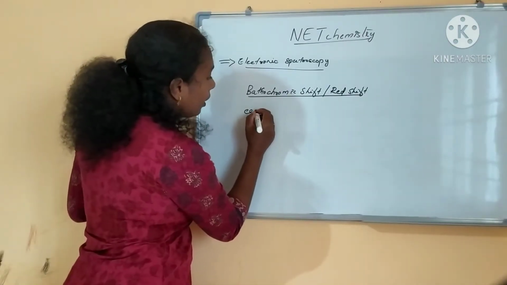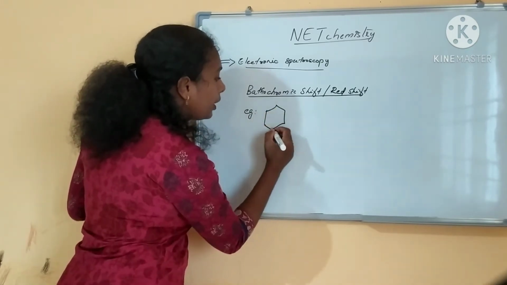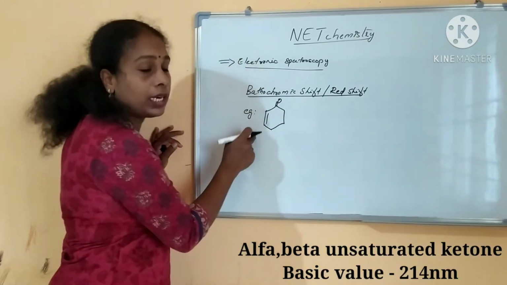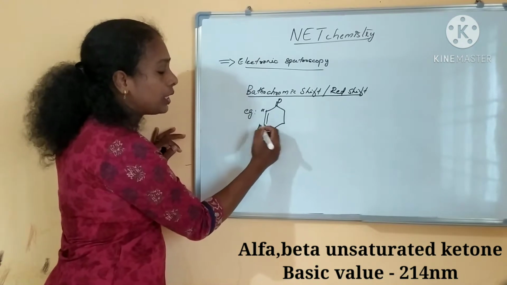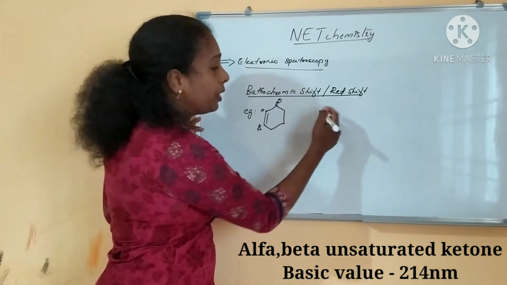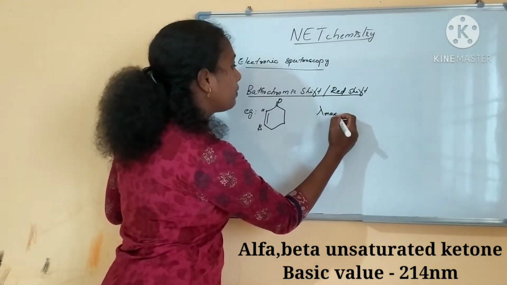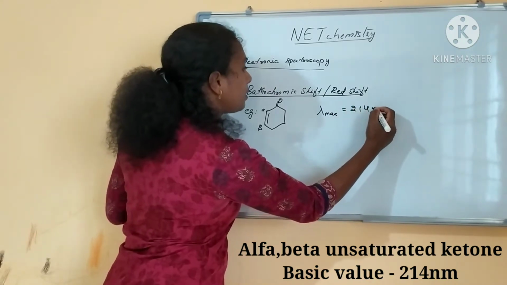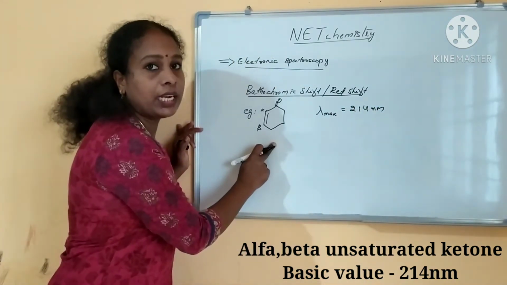We are taking an alpha beta unsaturated ketone, that is, a ketone unsaturated at the alpha and beta positions. What is the basic value of lambda max for this? Lambda max will be 214 nanometer. This is the basic value of this alpha beta unsaturated ketone.